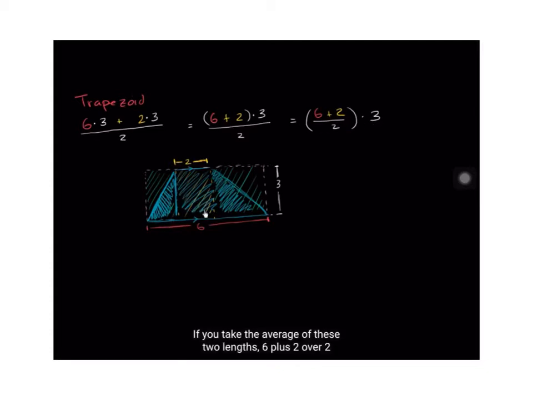If you take the average of these two lengths, 6 plus 2 over 2 is 4. So that would be a width that looks something like this, let me do this in orange. A width of 4 would look something like that, and you're multiplying that times the height. Well, that would be a rectangle like this that is exactly halfway in between the areas of the small and the large rectangle. So these are all equivalent statements.